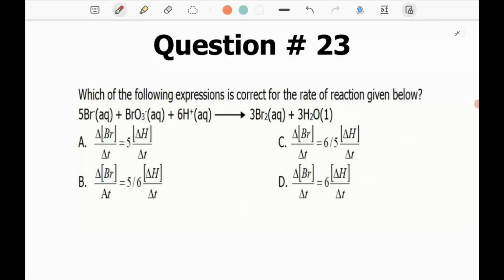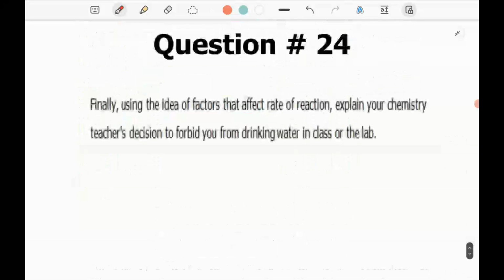Question number 23. Which of the following expressions is correct for the rate of reaction given below? And the reaction is written here, and they are asked to write the correct rate of reaction for the reaction. Using the idea of factors that affect rate of reaction, explain why I decided to forbid you from drinking water in class or in the lab.